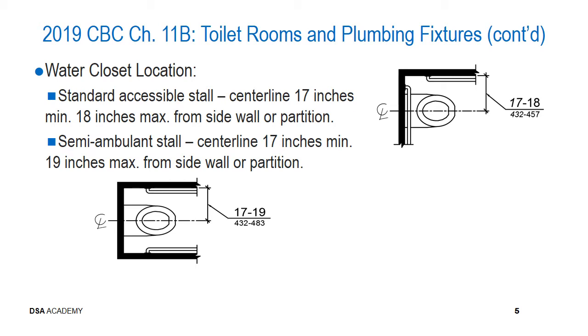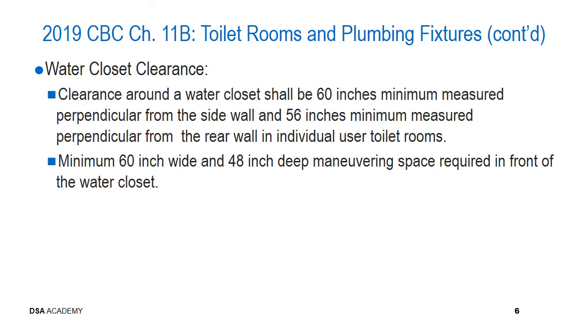For a semi-ambulant stall, the center line must be 17 inches minimum to 19 inches maximum from the side wall or partition, and again, should the center line of the water closet fall outside that range, no construction tolerance would be permitted. The water closet clearance shall be 60 inches minimum measured perpendicular from the sidewall and 56 inches minimum measured perpendicular from the rear wall in individual user toilet rooms. A minimum 60-inch wide by 48-inch deep maneuvering space is required in front of the water closet.